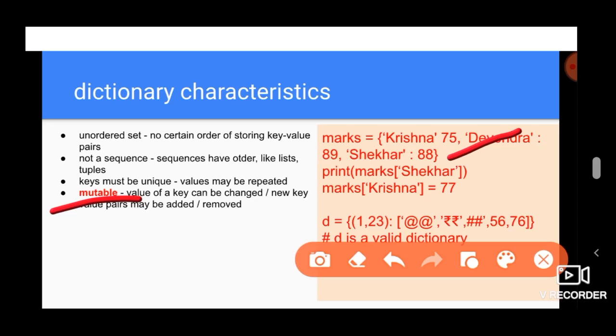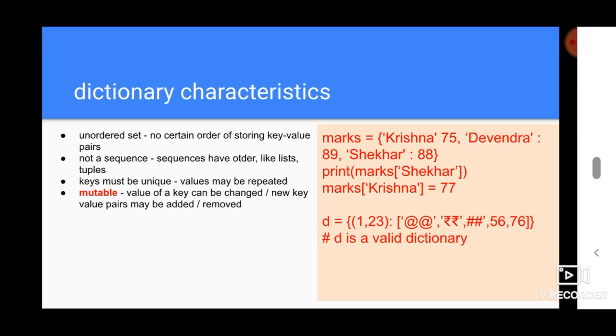So since the values and key value pairs in the dictionary can be changed, added or removed, the dictionary is said to be a mutable data type.